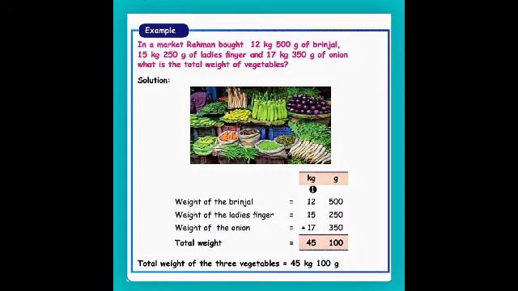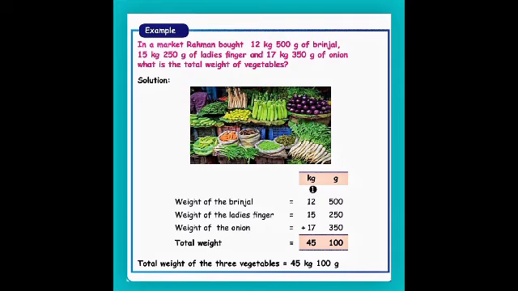Now add all the numbers. 1 plus 2 is 3. 3 plus 5 is 8. 8 plus 7 is 15. 5 is there and 1 will go to the next line. So now add all the ones. 1 plus 1, 2. 2 plus 1, 3. 3 plus 1, 4. So total weight is 45 kg 100 gram.